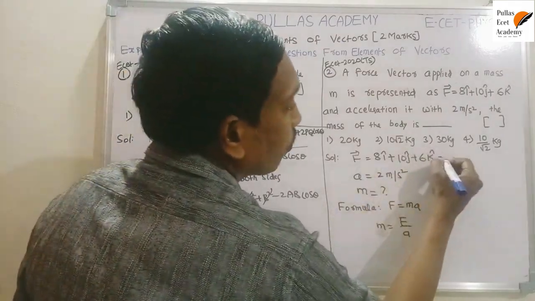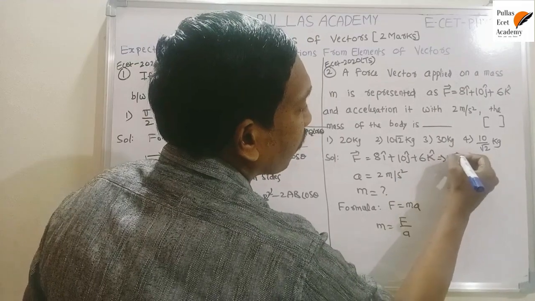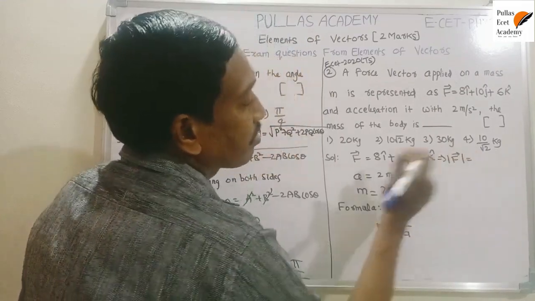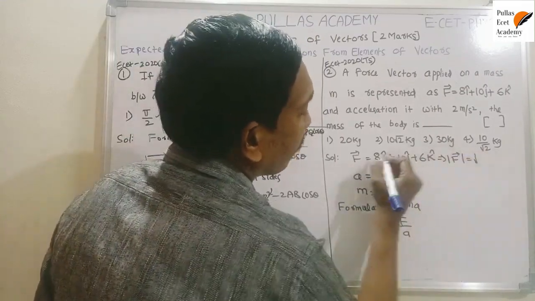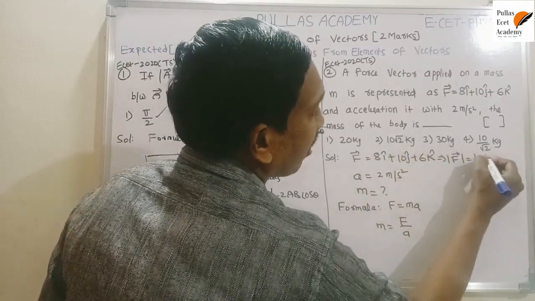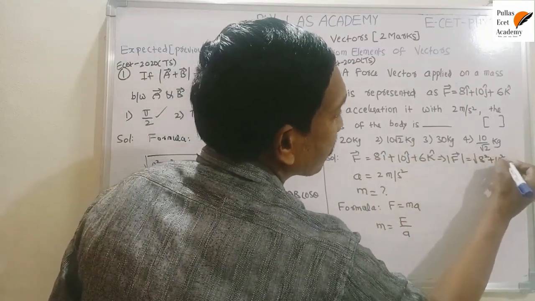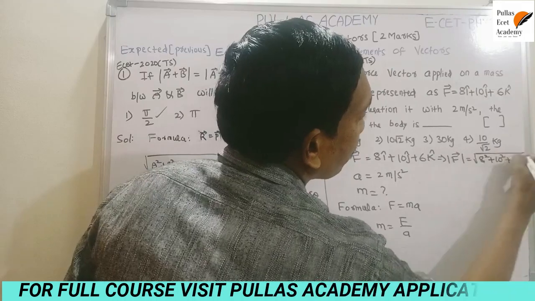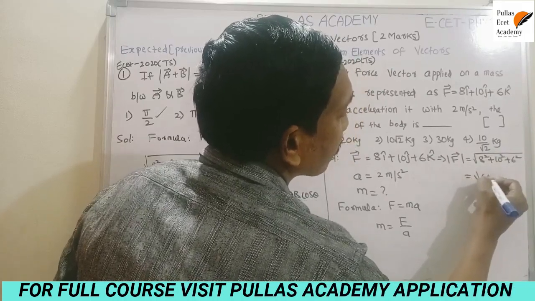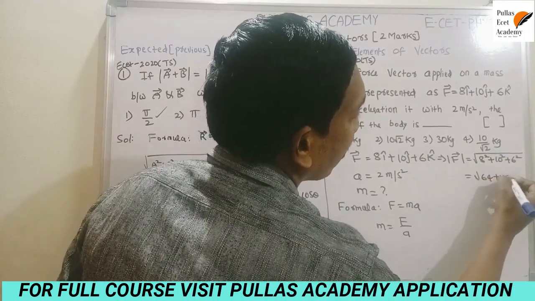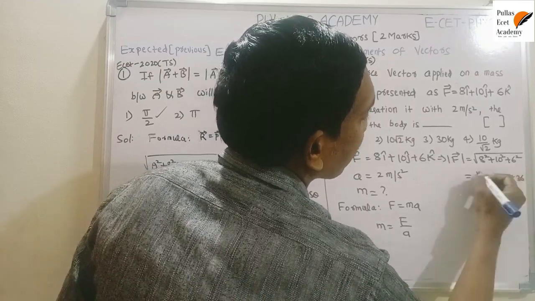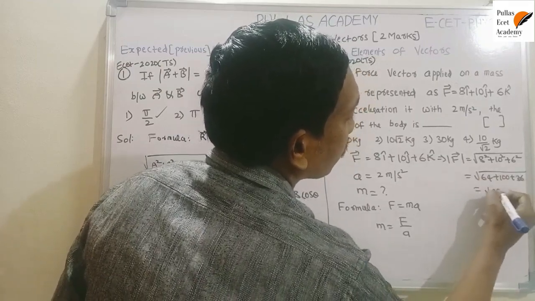So how to find out the magnitude of force? The magnitude or modulus of force, based on the formula, is the square root of x squared plus y squared plus z squared, that is 8 squared plus 10 squared plus 6 squared. If you simplify, you get the square root of 64 plus 100 plus 36, which is root 200.